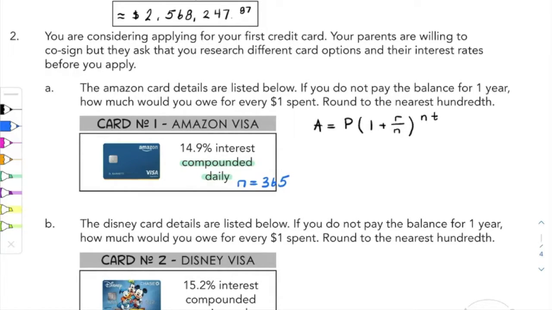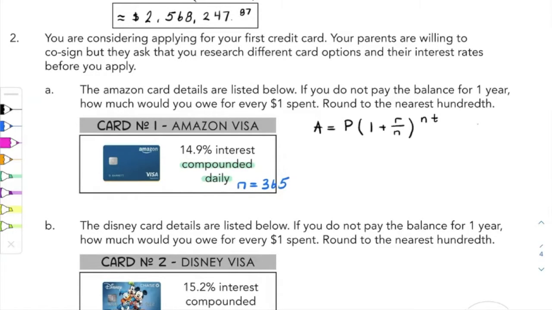All right, off to the side, I'm going to list my values. The principal amount, the starting amount. We're asked to find this for every $1 we spend. So our principal amount in this example is 1. I know we haven't done anything with that low of a number, but that is what this says. So it says for every $1 you spend.